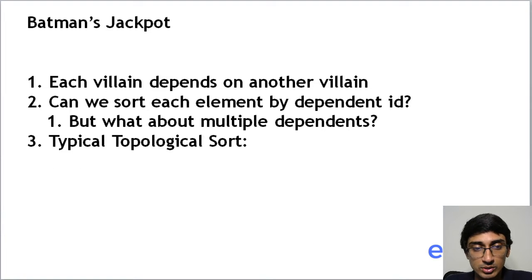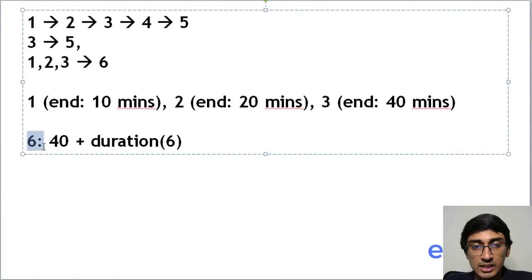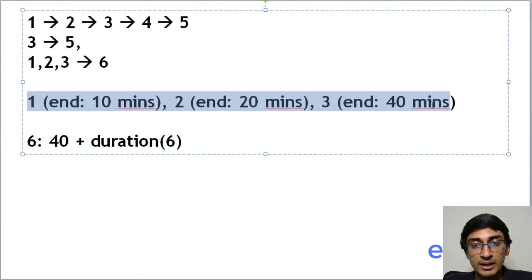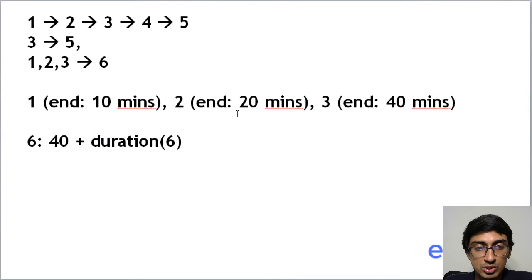So the end time, sorry, the start time of this particular node, that is 6, is the maximum end time of any of the dependent IDs. So 3 has the maximum end time, which is 40 minutes. Therefore 6 will start at 40, and then the end time of 6 will be the duration of 6. We do that for each node.